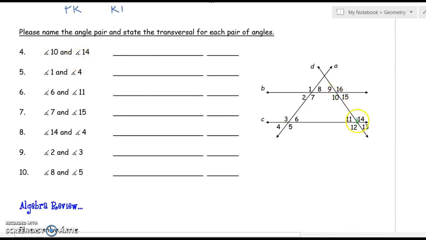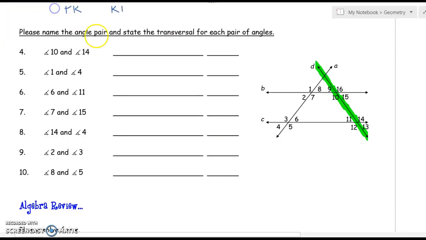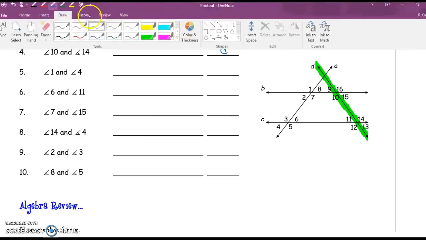All right, what we're going to want to do first of all is find the line that touches both 10 and 14. The only line that touches both angle 10 and angle 14 is this line here, which is line D. The line that touches both of them, that is your transversal. So D is going to be the transversal. And then what we're going to do is we're going to kind of cover up some of the picture that we don't need to see.